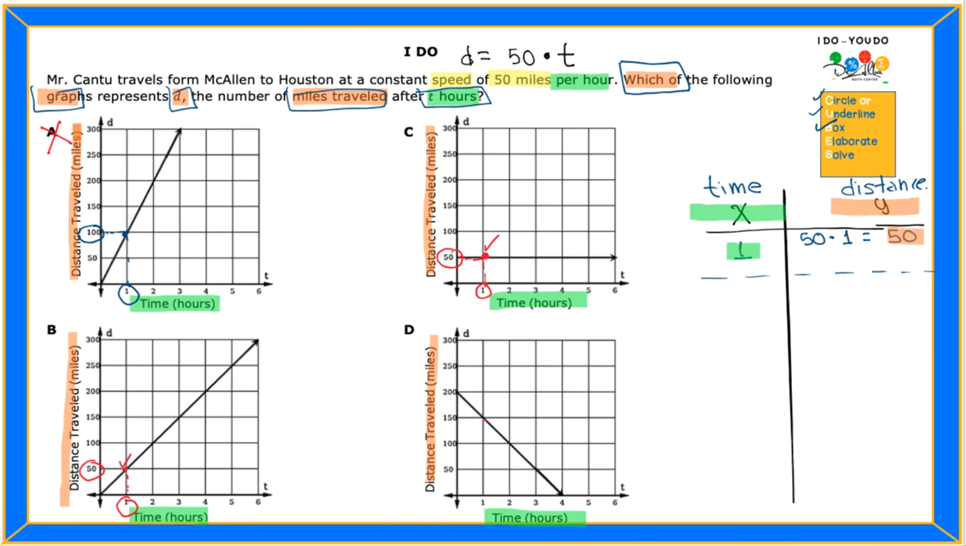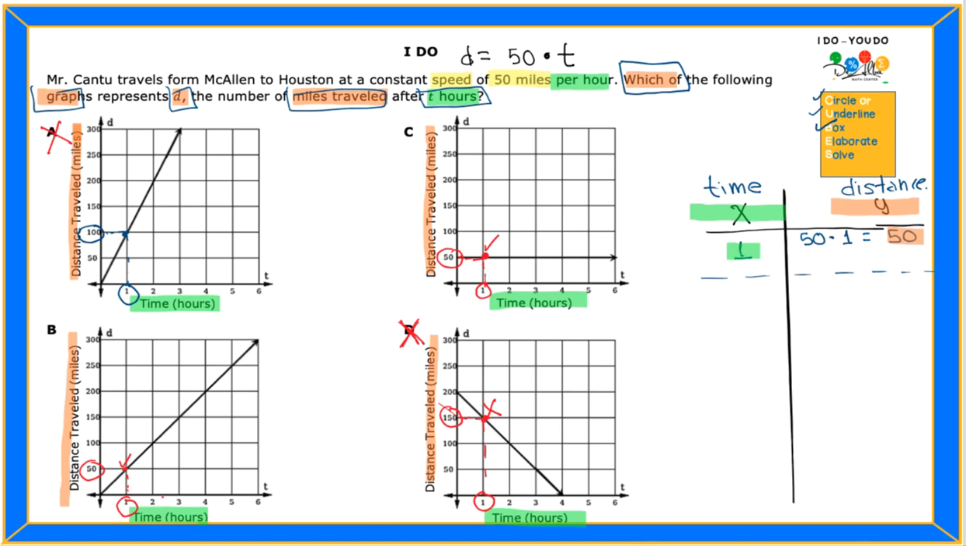For letter D, when the time, which is on the x-axis, is 1, look, I go now towards the y and I read 150. And I know it's not 150, it should be 50 here. So this point didn't work. So we cannot take this choice D. Okay, great. Now let's continue.